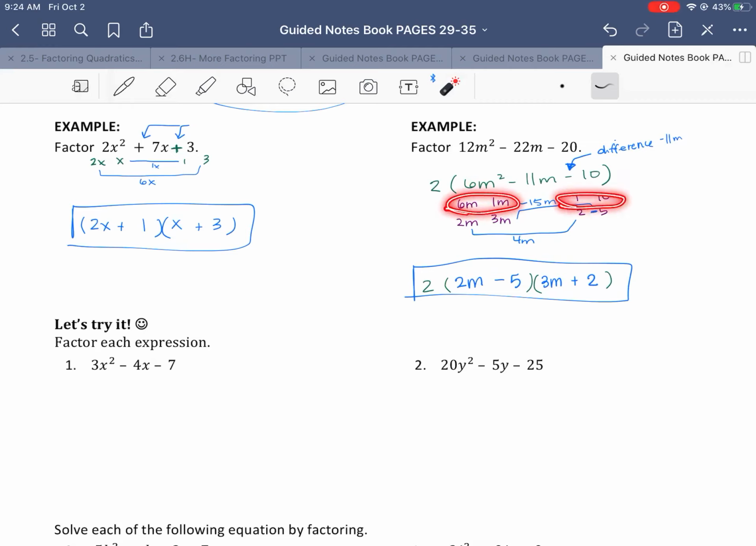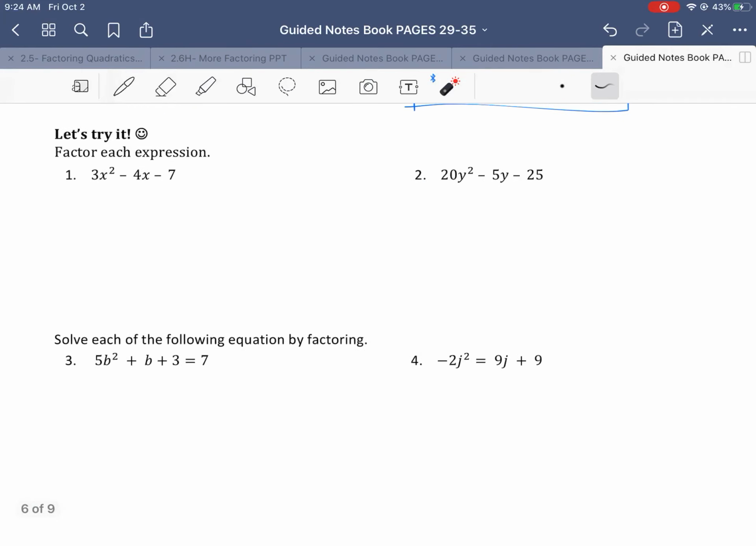Okay. So again, it's not like I knew that 6m and 1 and 10 wouldn't work, but oftentimes when you're doing a difference and it's a smaller value, we want to go with the smaller values. Okay, let's try some more.